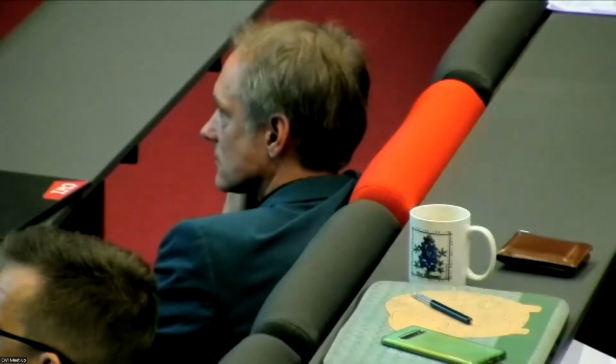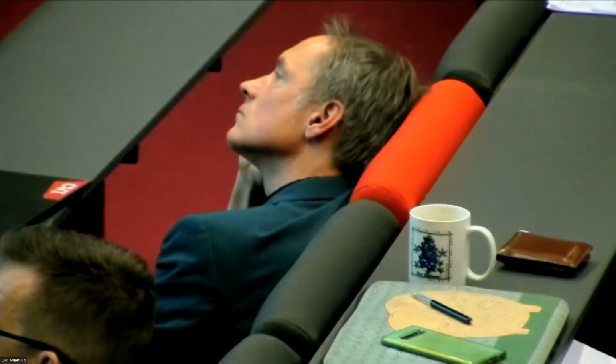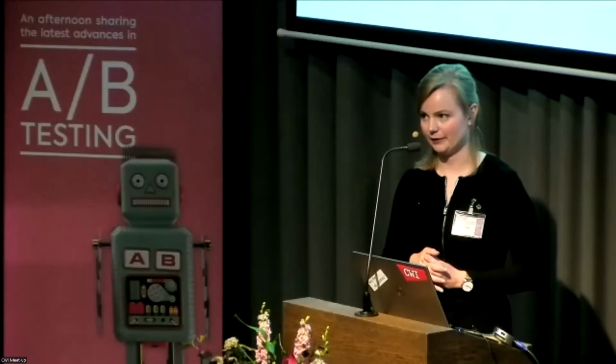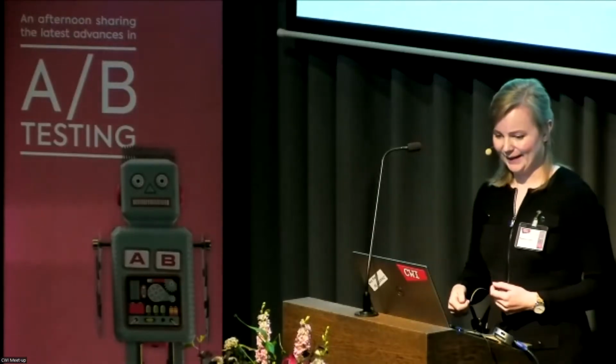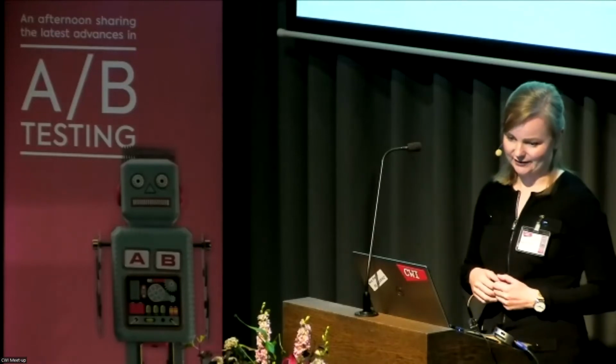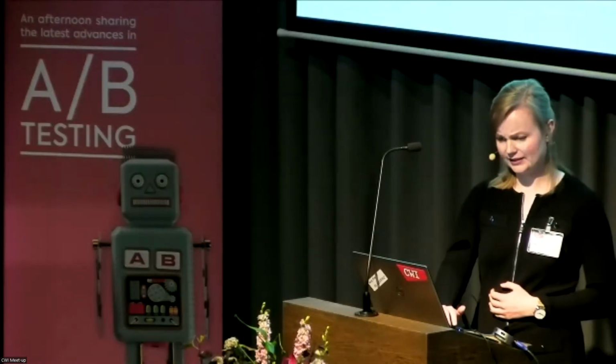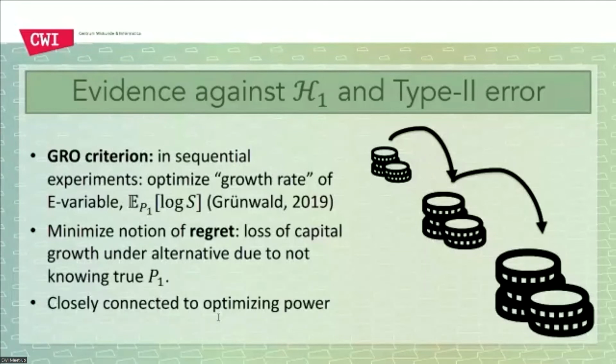So when you see this again as a betting experiment, we want to use the E variable that lets our profit grow the fastest over multiple experiments. And this is exactly the setting that we're using with the data blocks and the sequential tests. And this, of course, is closely connected to optimizing power, because as our capital grows quicker and quicker, we probably reject the null hypothesis quicker under the alternative.